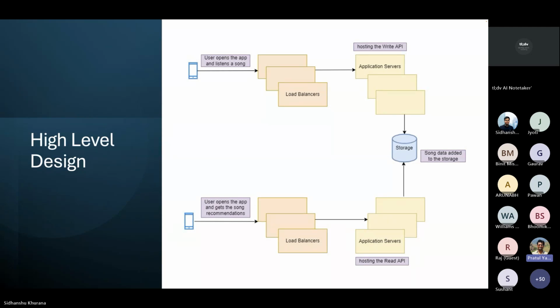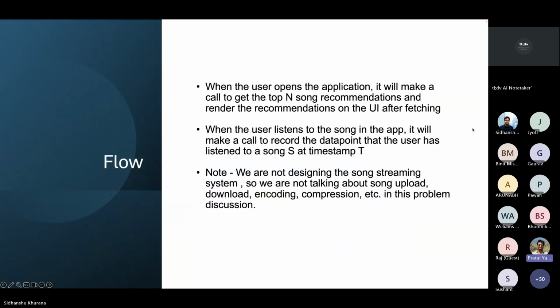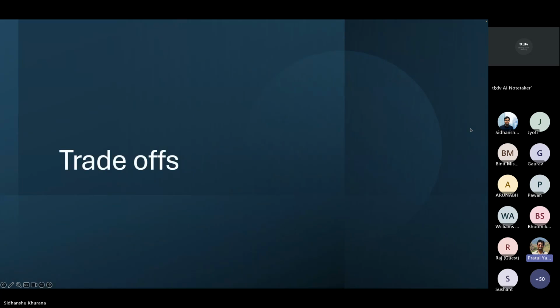The lower part tells about the read flow or the recommendation API. Whenever you open the app, it will always go through the recommendation service and try to fetch the data for this particular user who is opening the app from the database where the data is stored. So now we can move forward. Yeah, I think this is something we have already covered. Over to you, Sudhanshu, since you'll be covering the trade-offs.